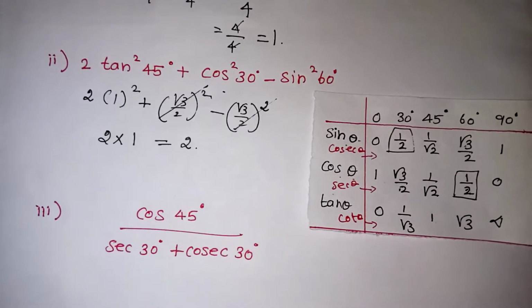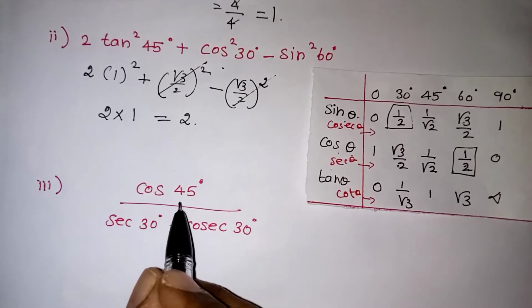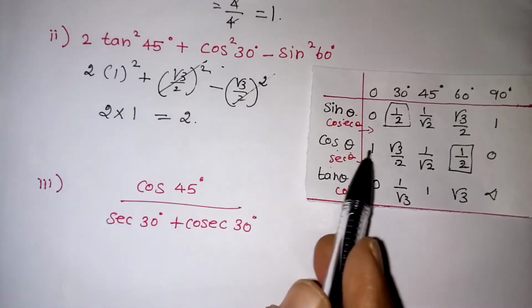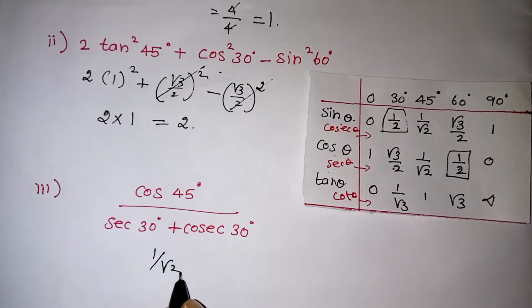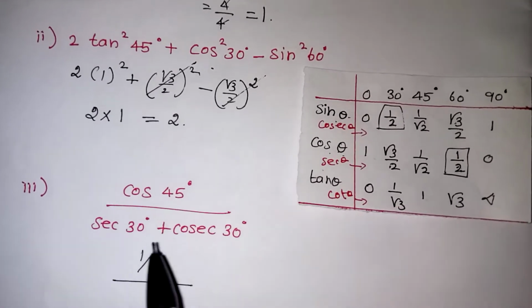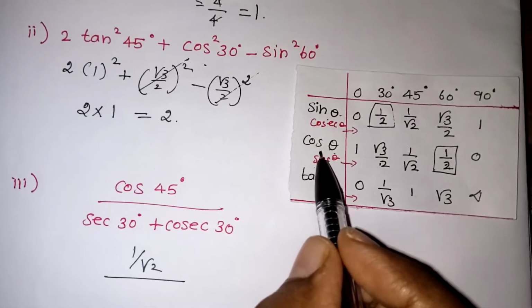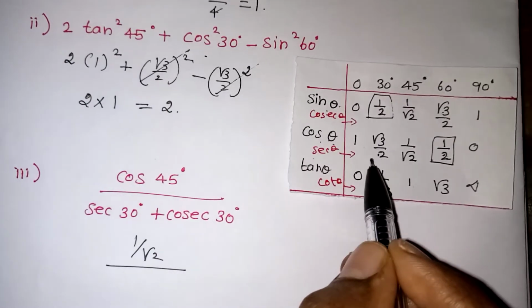So it's only about the table values. Cos 45 degree is the first value. So look at the table. Cos 45 degree is 1 by root 2. So the numerator will become 1 by root 2. Denominator, secant 30. Secant is nothing but the cos reciprocal. Since cos 30 is root 3 by 2, secant 30 will be 2 by root 3.